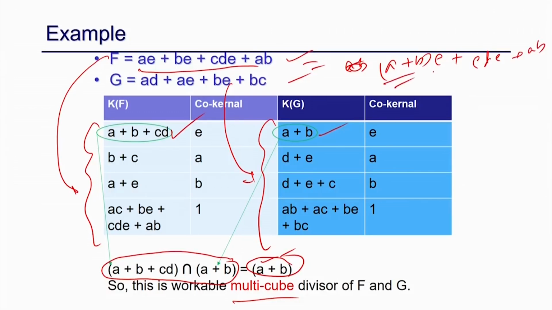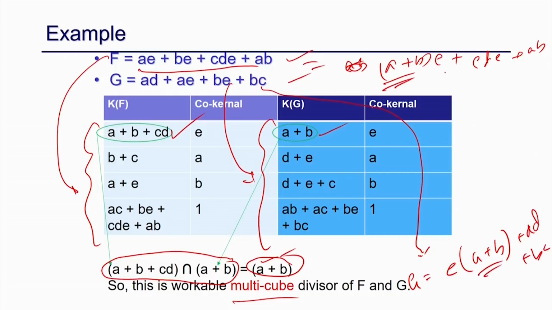So, this is my common divisor and I can rewrite g like this: e into a plus b plus a d plus b c. So, this is my common term, right. I can replace this a plus b by some expression, say d equal to a plus b, and I can just use d here, right. This is what I am doing. So, this is how the whole thing works, right.